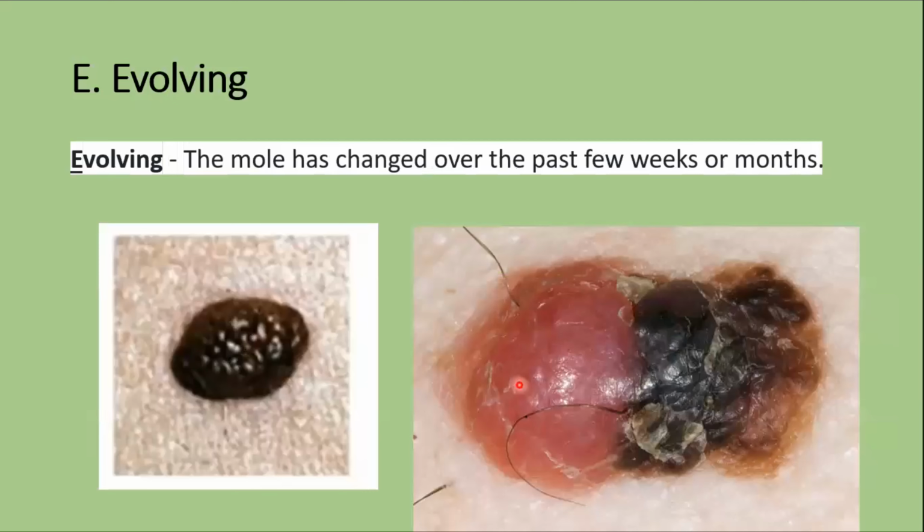Last but not the least, E stands for evolving. This means any change in a mole's shape, size, color, or elevation, or any new symptoms like bleeding, itching, or crusting are features of evolution. So changes over time in a mole are a red flag sign that you should not ignore.